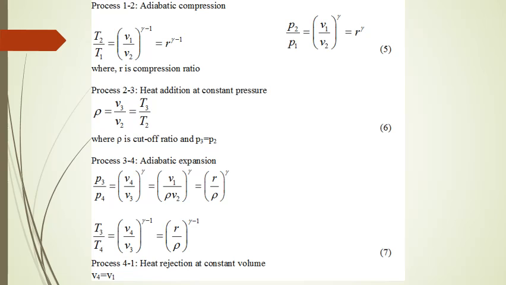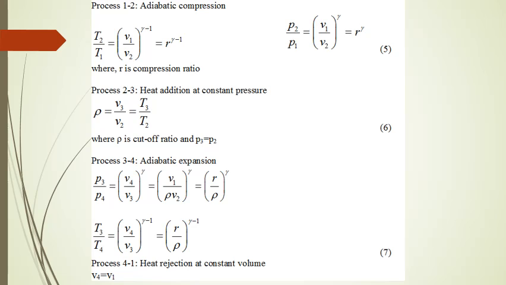Now we discuss all the processes one by one. For the adiabatic compression process, the relation between temperature and volume is shown, and what we get is T2 upon T1 is equal to R raised to power gamma minus 1. This is similar to what we have done in the case of Otto cycle. And P2 upon P1 is equal to R raised to power gamma, where R is the compression ratio.